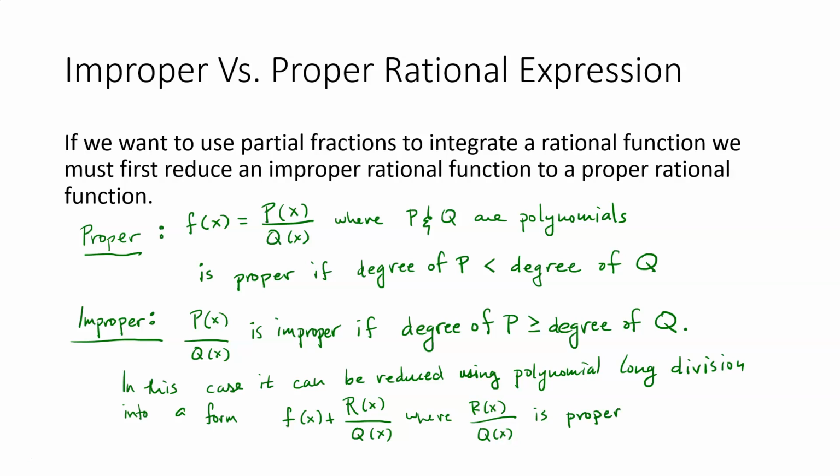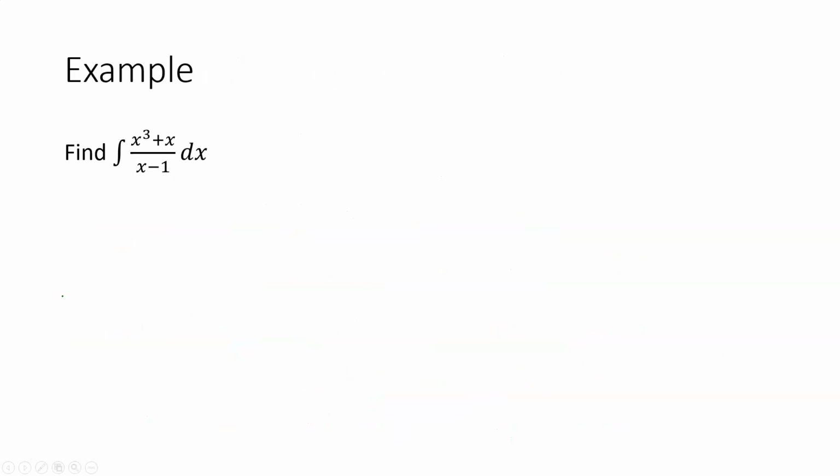Okay, so this is our goal here: if we see that we have an improper rational function, the first thing that we need to do is perform long division to reduce it into a form where it's got that proper rational term. So let's try this out with just a simple example here.